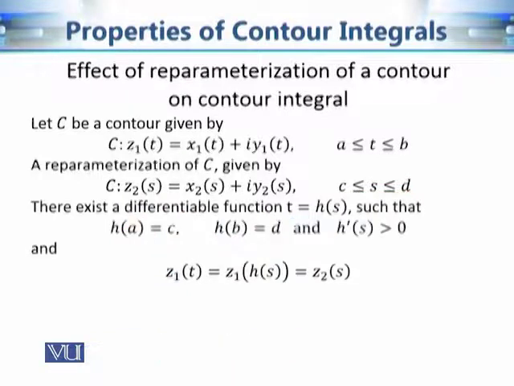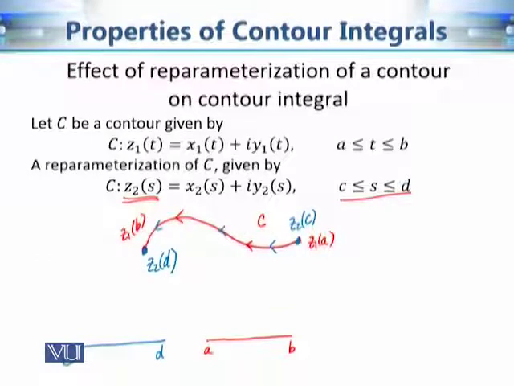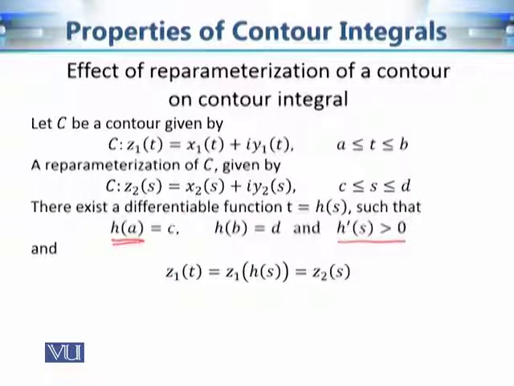So if this happens, then there is going to be a function h which takes [a, b] to [c, d], and of course h prime of s is going to be greater than 0. So there exist such functions h, such that z1 of h of s is going to be equal to z2 of s. Now let's go back and see what this function does. So h applied on a is going to be equal to c, and when applied on b is going to be equal to d.